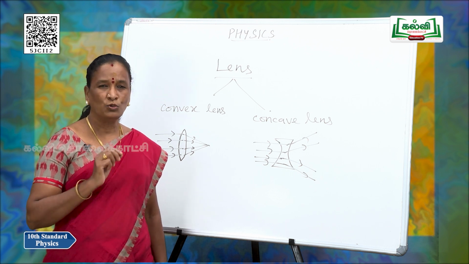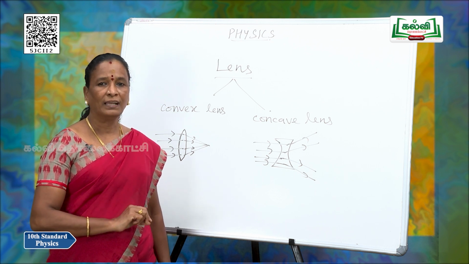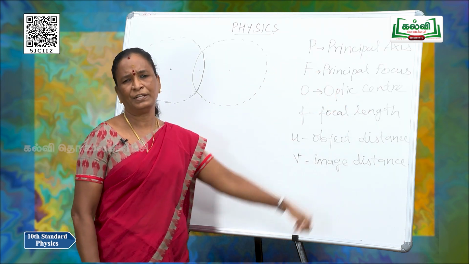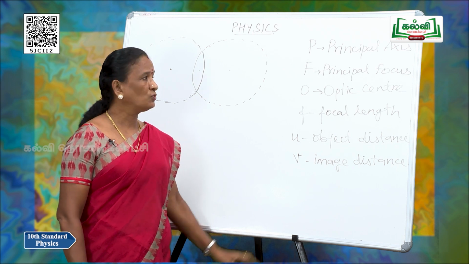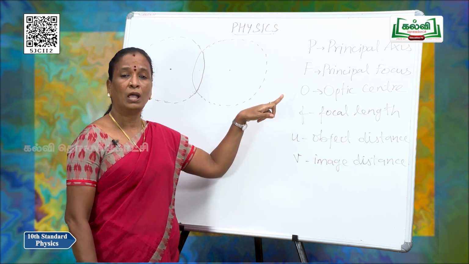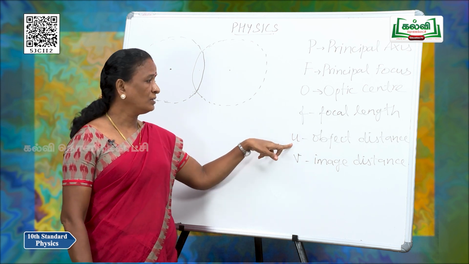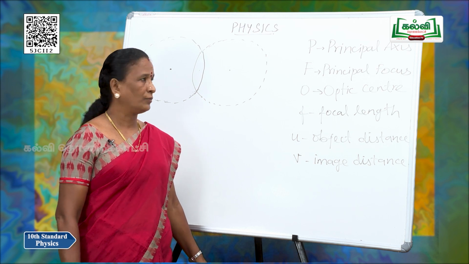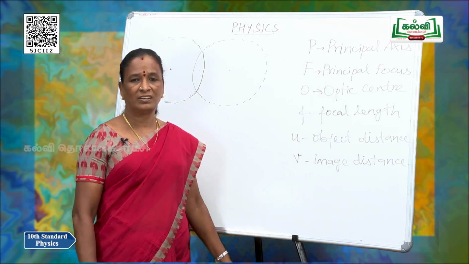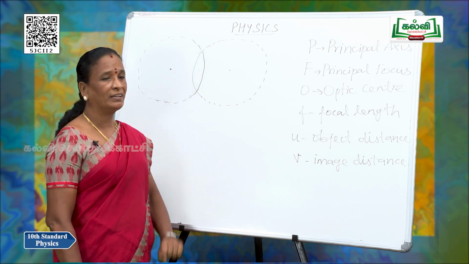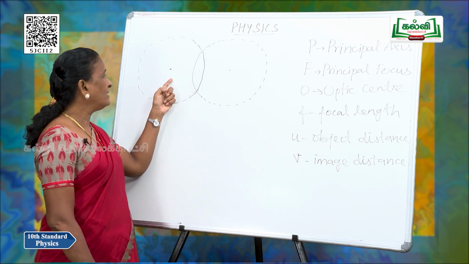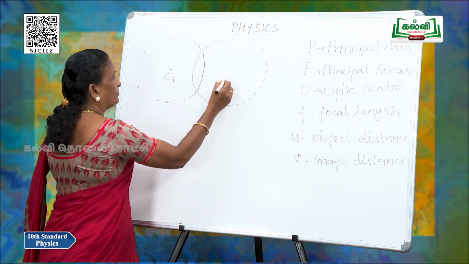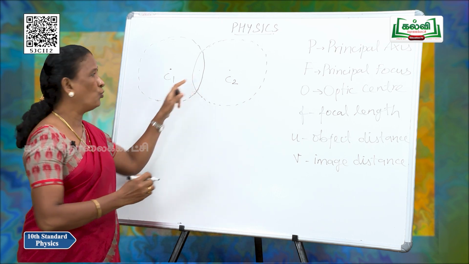Before going to that, you must know the key points to understand the ray diagram. Let us see what they are: principal axis, principal focus, optic center, F focal length, U object distance, V image distance. You already learnt these in 8th standard. Let us recall what they are. Principal axis is an imaginary line that passes through the centers of curvature of the two spherical surfaces C1, C2 and the optic center O.